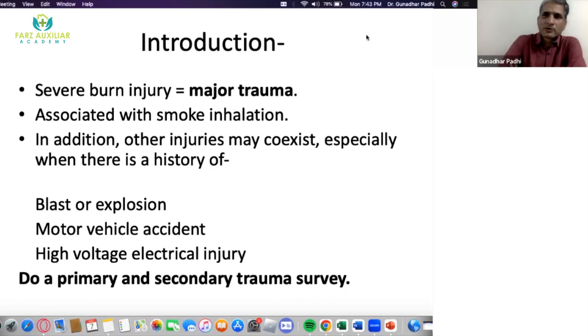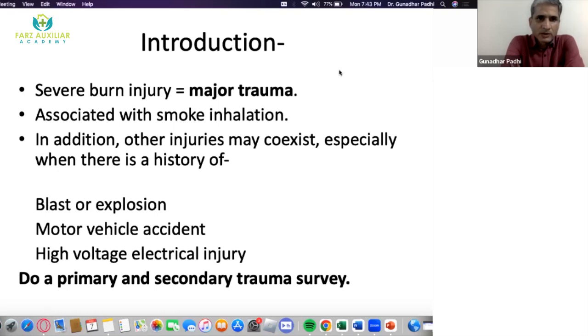That is the reason whenever we evaluate a burn patient, it should be exactly the same way how we do a primary survey, secondary survey, and others in the trauma patient. As per the Advanced Trauma Life Support system, the trauma patient is evaluated in the A, B, C, D, E approach. A is for airway with cervical spine control, B is for breathing and ventilation, C is for circulation and hemorrhage control, D is for disability and differential diagnosis, E is for exposure and environmental control. Similarly, we have to go the same way for severe burn injury.